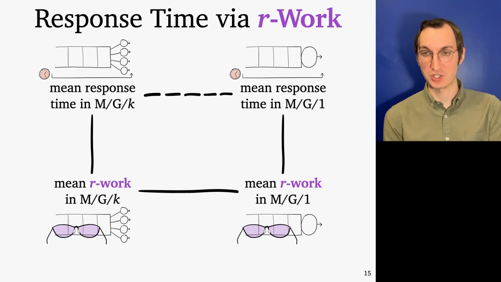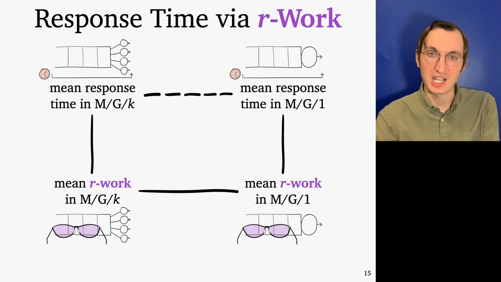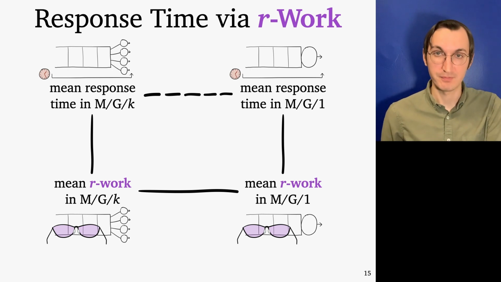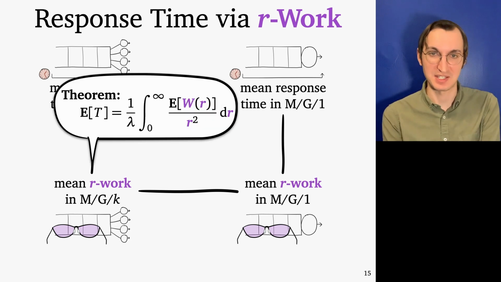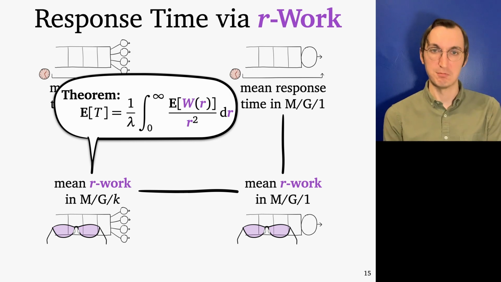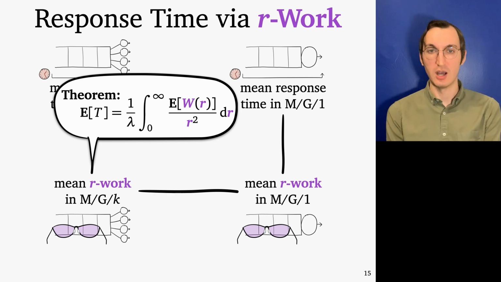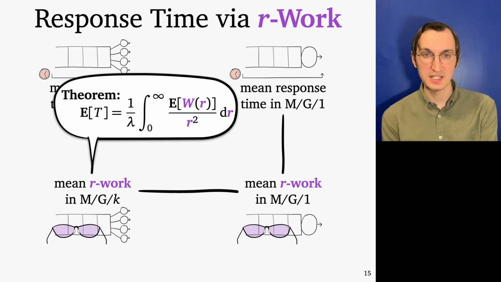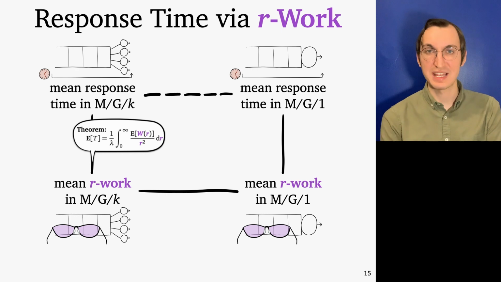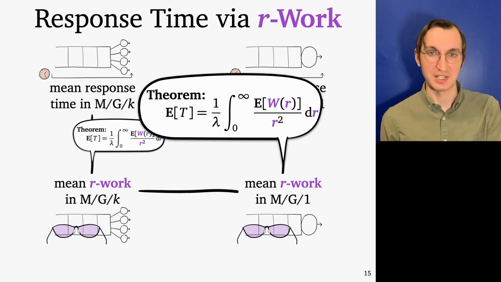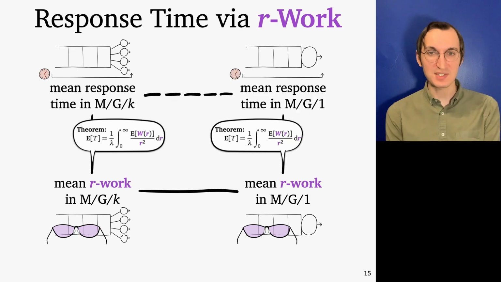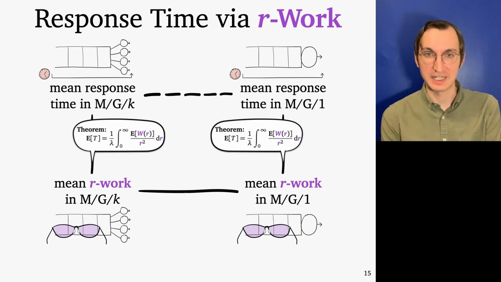So let's start with these vertical edges. How do we go from mean response time in the M/G/k to mean R work in the M/G/k? We introduce a new theorem that does exactly this. It's a new formula for mean response time, which says that mean response time is 1 over lambda times the integral of mean R work from 0 to infinity. This theorem tells us how to translate between mean response time and mean R work. It works in the M/G/k, and it also applies to the M/G/1, the exact same theorem. In fact, this theorem applies to pretty much any queueing system. So this new mean response time to R work link covers the vertical edges.